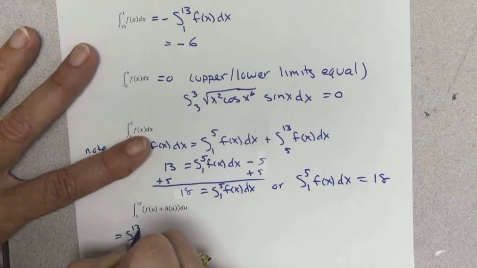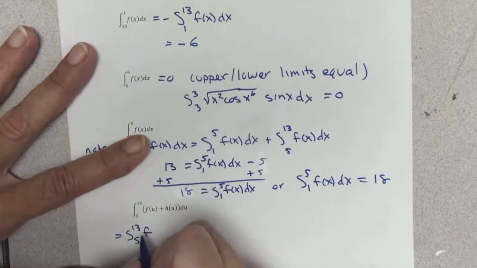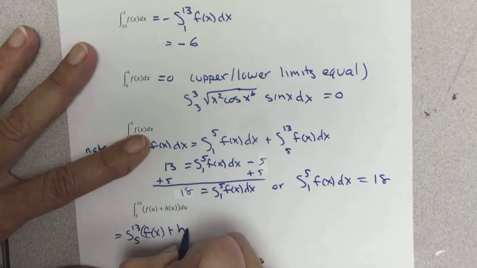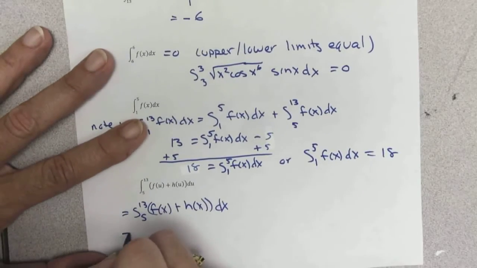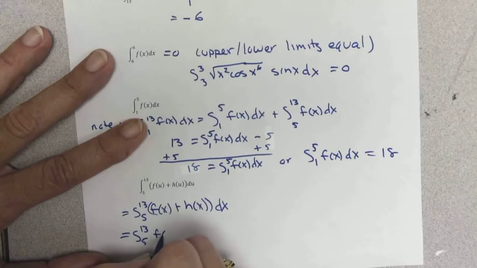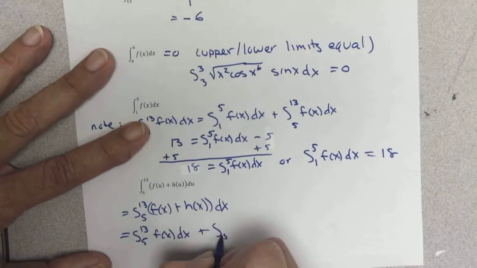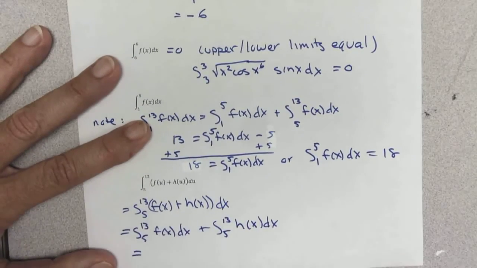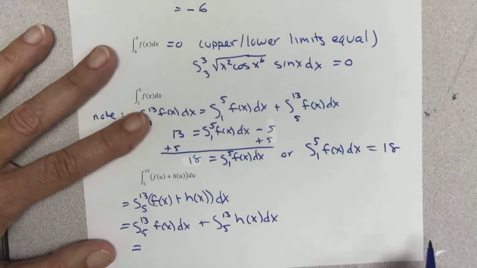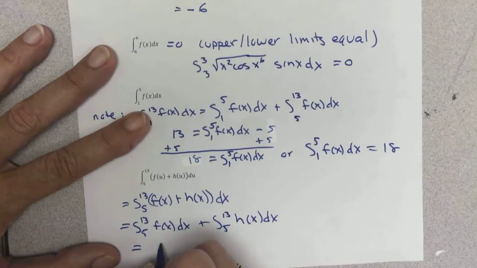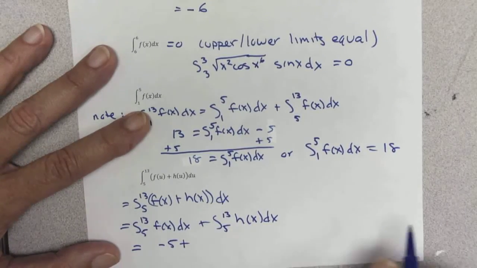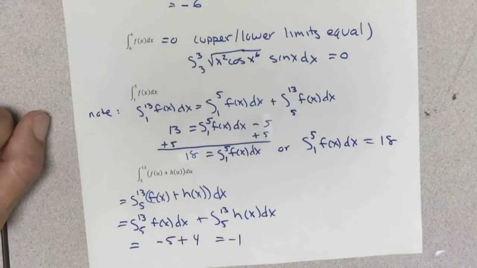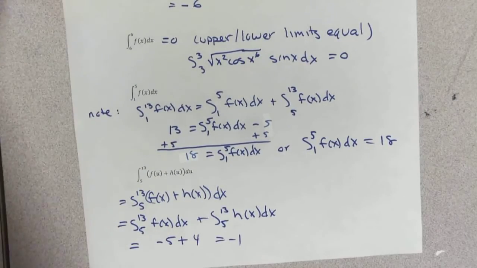This is going to be the same thing as 5 to 13 of f of x plus h of x dx. And so 5 to 13 of f of x dx plus 5 to 13 of h of x dx. And then up at the top, which you can't see anymore, we were told that 5 to 13 of f of x dx was negative 5. And we were told that 5 to 13 of h of x dx was 4. And so our answer is negative 1. But the point here, the name of the variable just doesn't matter.